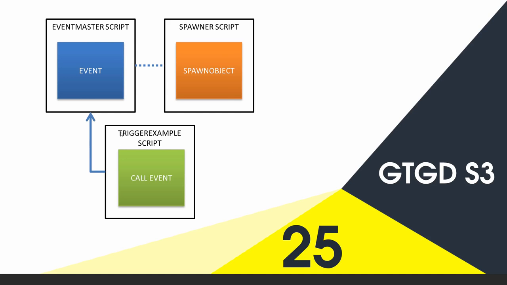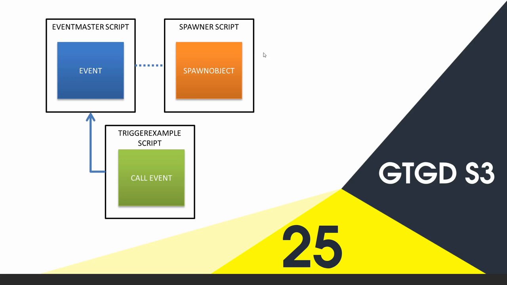Then I'll have this trigger example script. I'll alter that so that it will now access the event master script, and when the trigger happens, then it will call the event. And because when the event is called, any spawner script will then pretty much carry out their instructions because the event has been called. So that way I can have as many spawner scripts in the scene as I like, and I don't care.